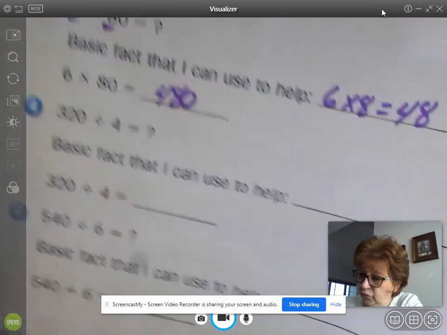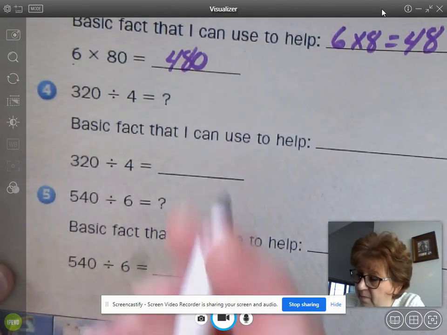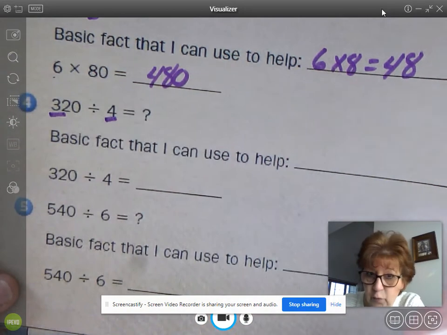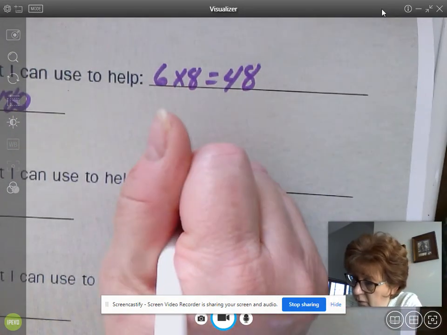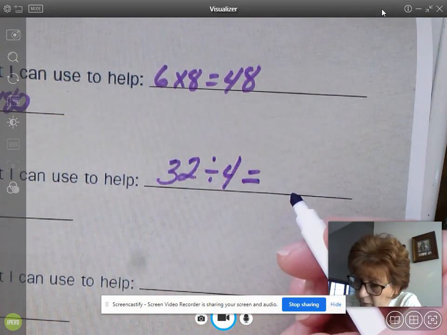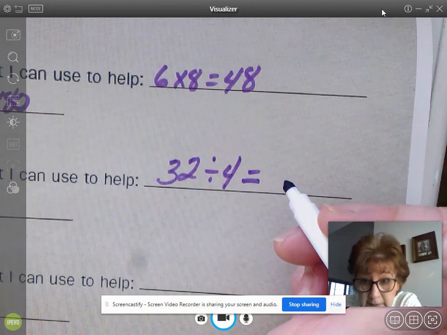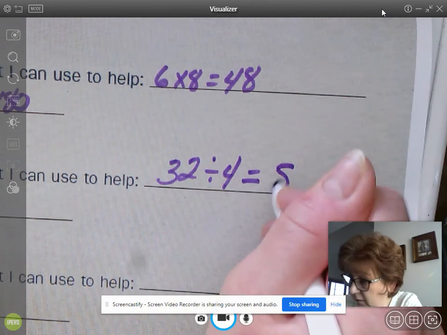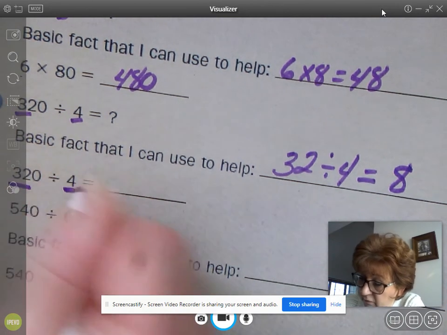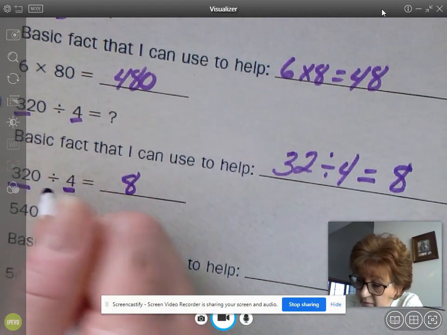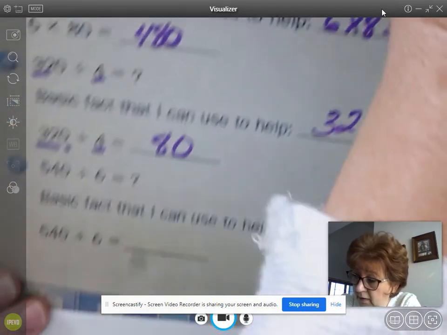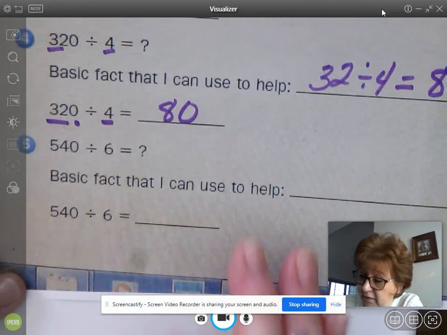So we have 320 divided by 4. So what is my basic fact that I can use to help me with that? 32 divided by 4. Okay, so what times 4 equals 32? It is 8. Okay, so then 320 divided by 4 is going to be that 8, and then times my 10. So 80. All right, and this last one is 540 divided by 6.